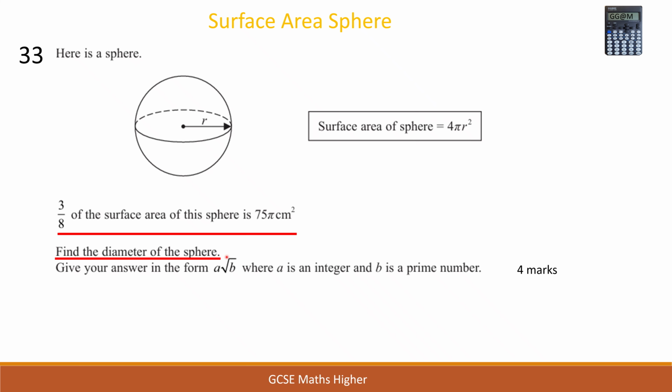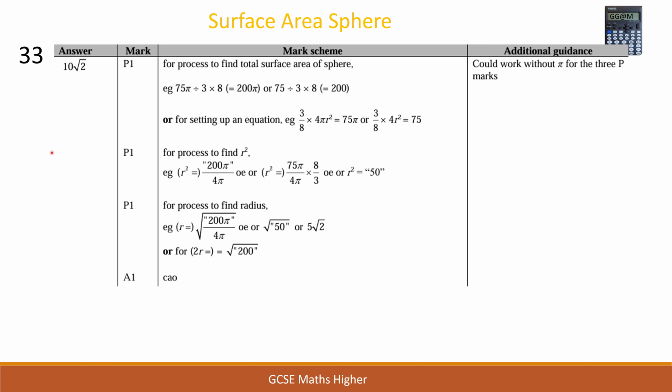Once you've got the radius, you've got to work out the diameter, and you've got to leave your answer in the form a root b, where a is an integer, which means a whole number, and b is a prime number. So you've got a prime number under here. The mark scheme says the answer is 10 root 2.